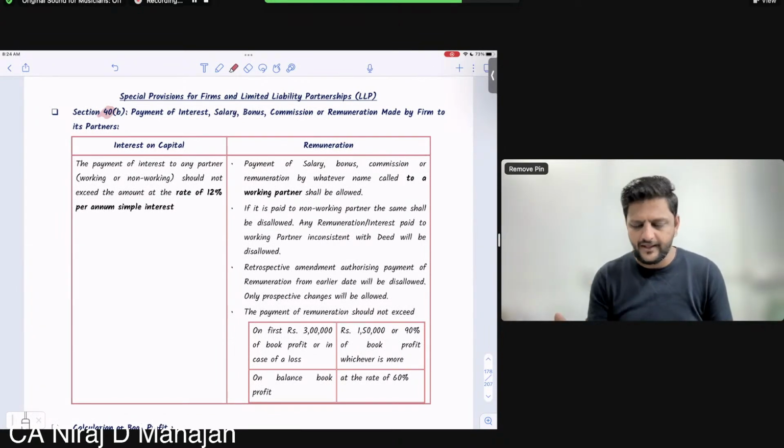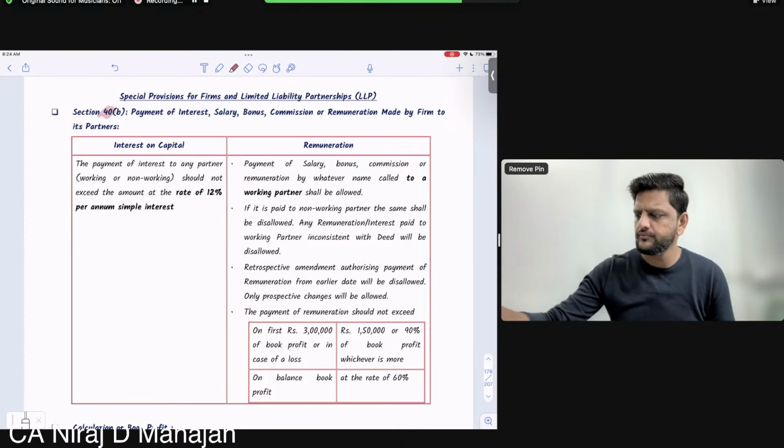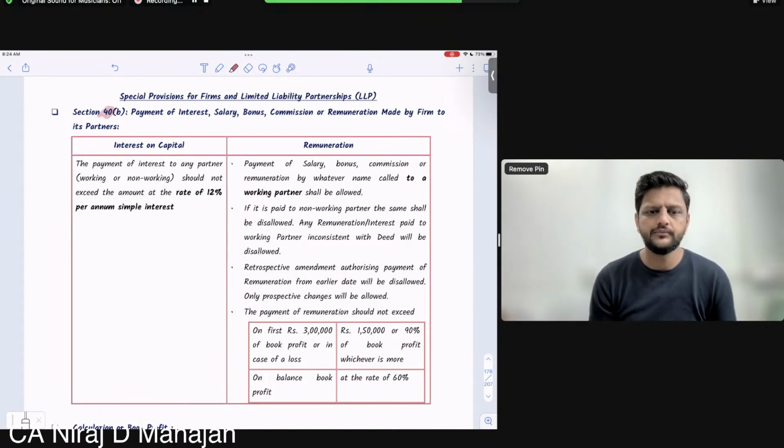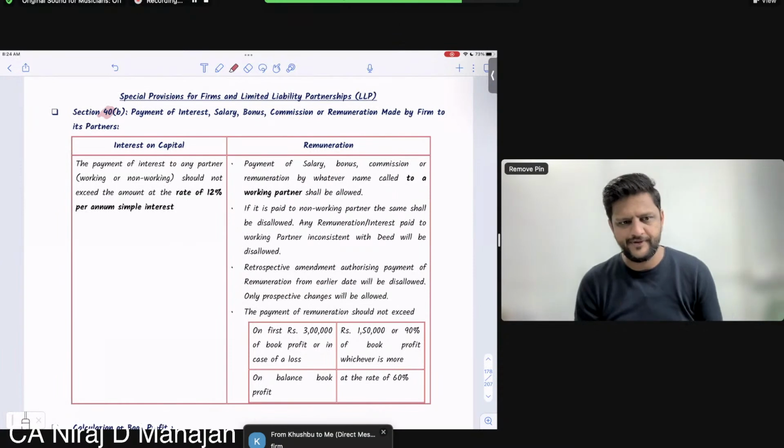Payment of interest, salary, bonus, commission or remuneration paid by the firm to its partners. Yes, clear? Whose expenditure, bacho, are we talking about? Firm or partner? Firm. Yes, it is an expenditure of the firm. So it is allowed as deduction.